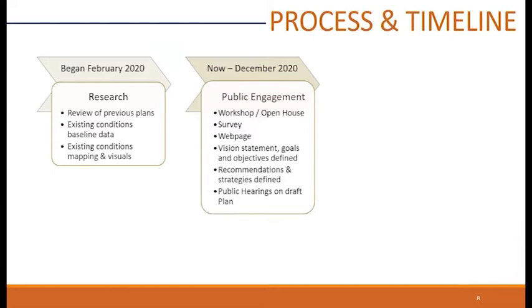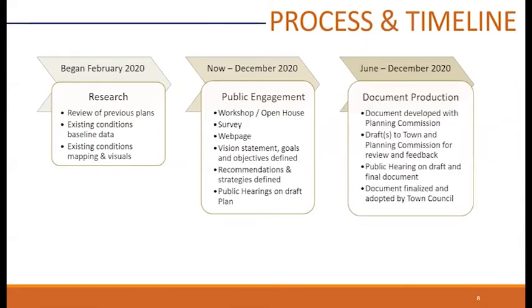From now through about December 2020 is the public engagement phase, including public workshops, or virtual workshops as we're doing now, an open house, the community survey, and a webpage. We will identify and create the vision statement. The goals and objectives will be defined in that. The recommendations and strategies will be defined as to how to get there. And finally, we will have public hearings on that draft plan as part of public engagement.